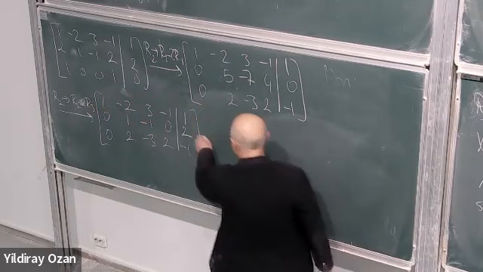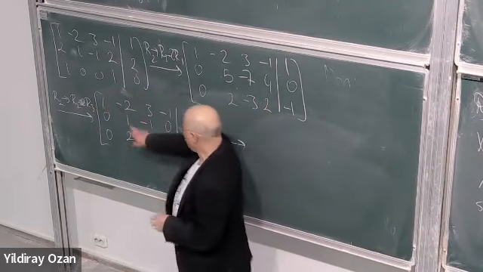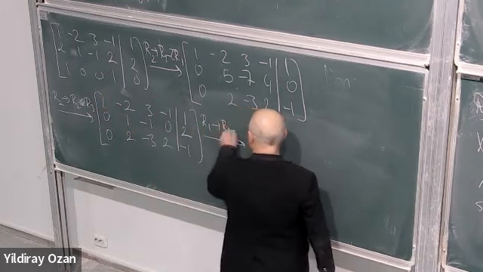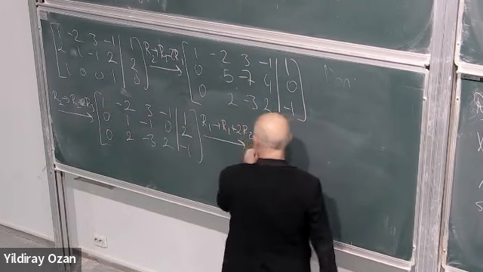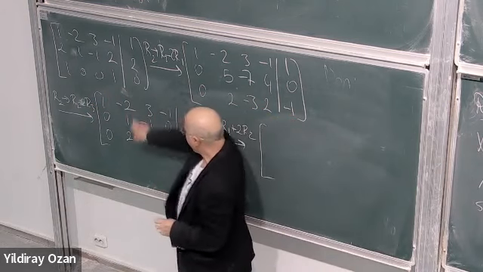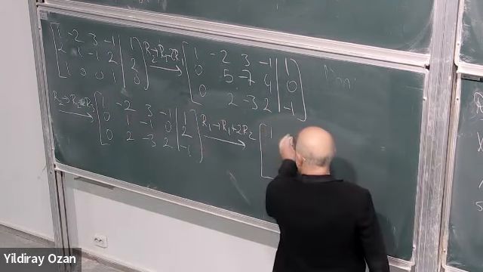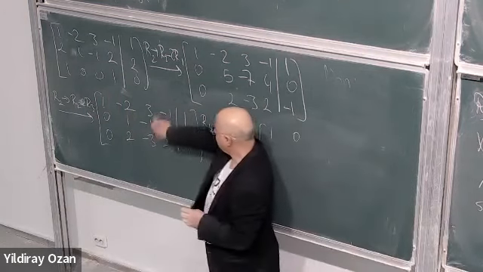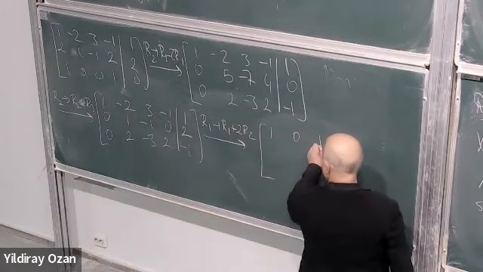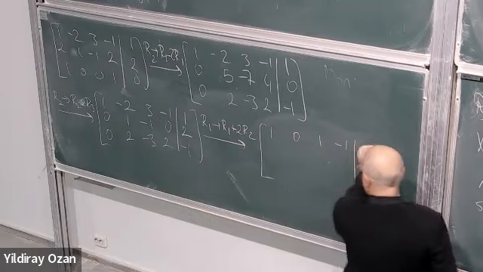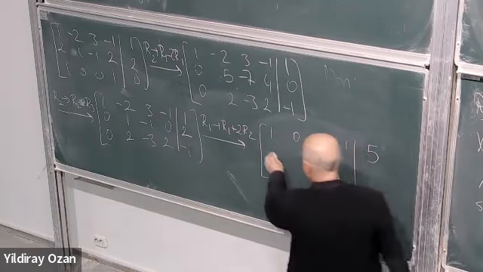Okay, now I can kill this guy. So first row is replaced by the third row plus 2 times the second row. So I multiply by 2 and get to this one. 1 and then 0. 2 ile çarpıp topluyorum. 1. 2 ile çarpıp topladım. 2 ile çarpıp topladım. 5.